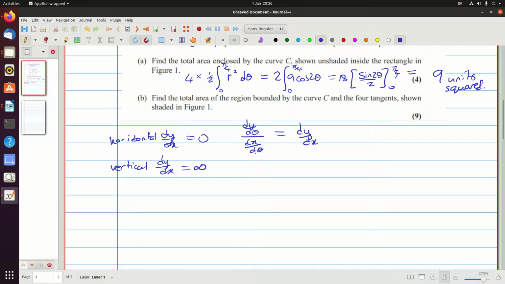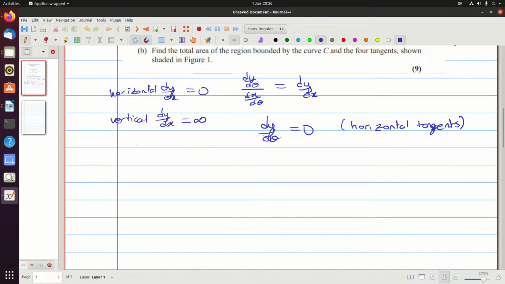So yeah, because dy by d theta divided by dx by d theta is dy by dx, we can see that we need dy by dx to be 0. In other words, we need dy by d theta to be 0 when we're finding the horizontal tangents. So that's really important: dy by d theta is 0 for the horizontal tangents. This is a nicer writing thing than the Miro board. I must admit, I'm quite impressed with that.